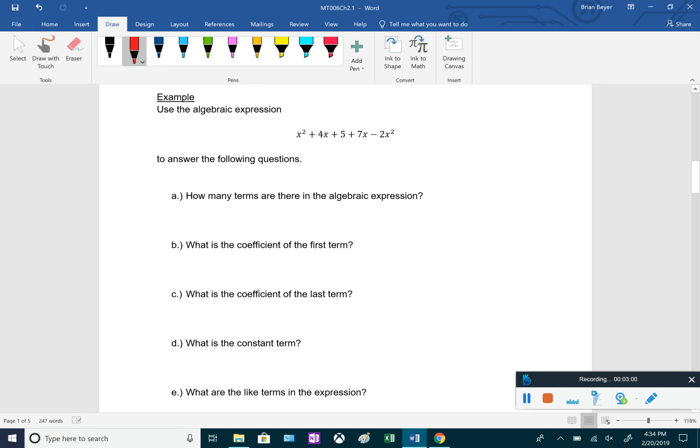So let's do another example before we start combining them. Given this algebraic expression, we have x squared plus 4x plus 5 plus 7x minus 2x squared. Let's answer these questions. So first one, how many terms are there in the algebraic expression? So terms are separated by addition. So we have, I'll highlight them, 1, 2, 3, 4, and 5. So we have 5 terms here.